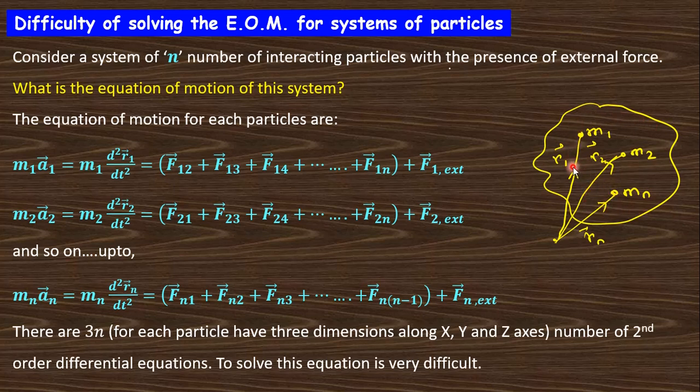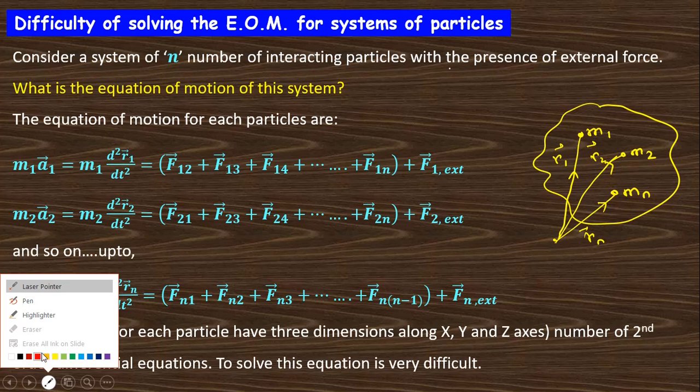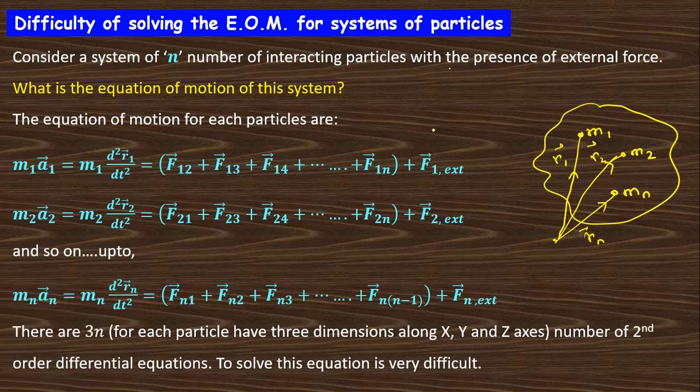If there is one point mass, you can write the equation of motion like that. The equation of motion will be mass times acceleration, that is m d2r/dt², equal to force for the single particle. You can easily write this equation of motion, but there is a large number of particles.